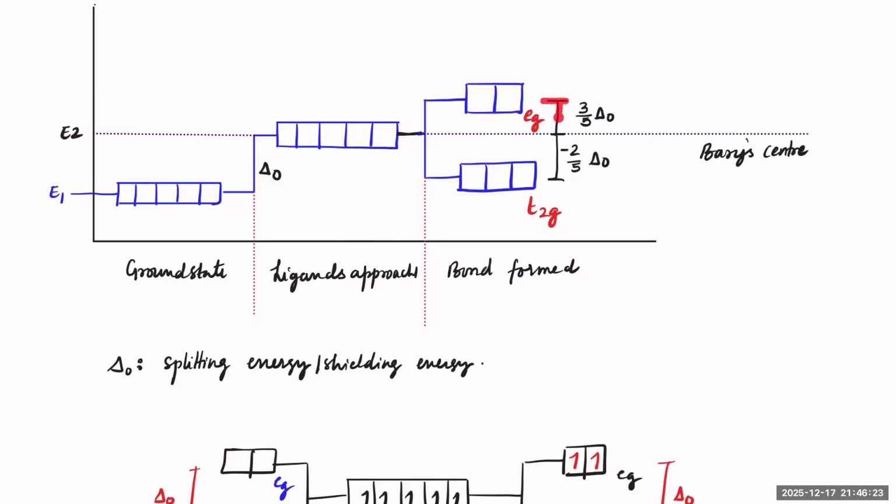Now you notice how much will be the rise of this. The amount of energy that it will be rising is by 3 by 5th of delta naught. For each electron, this much amount of rise will be observed. And how much amount of decrement will be observed here? Minus 2 by 5 delta naught. This energy line, which is the average energy line, is what we call the barycenter.